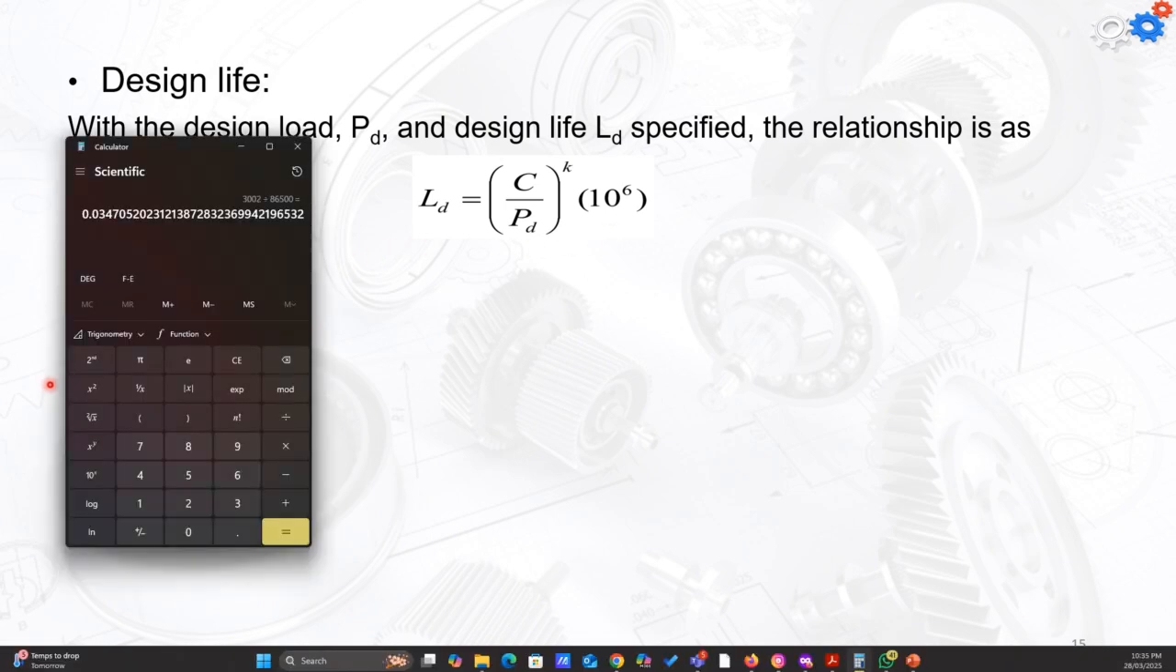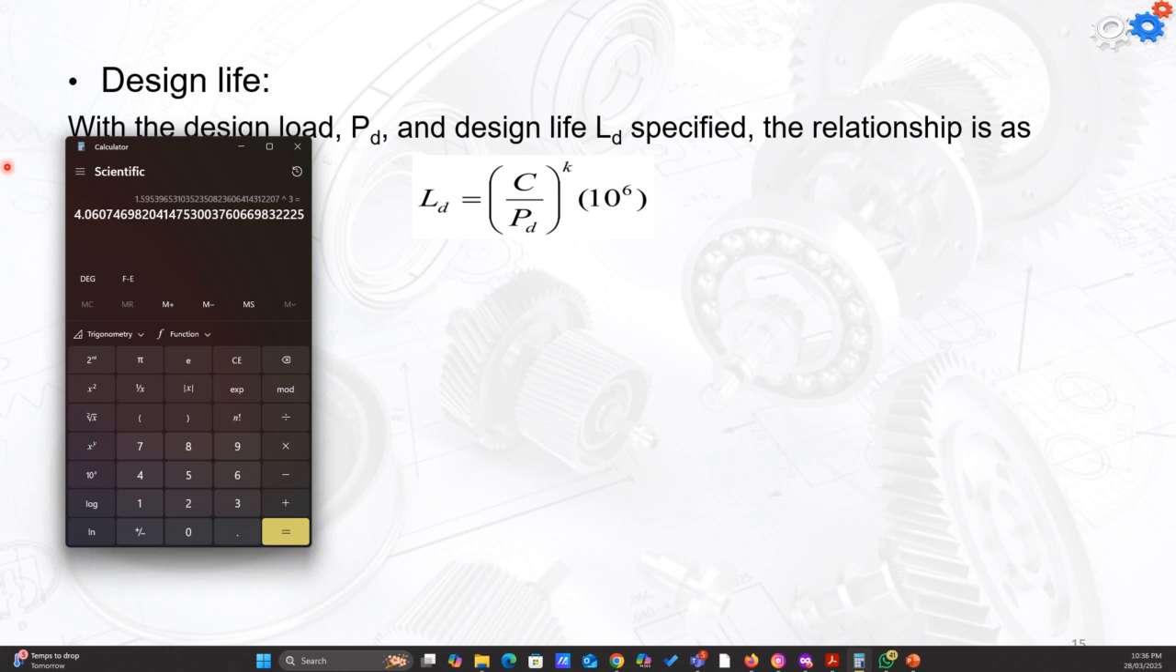So if I'm going to do the calculation back with you, as I mentioned, we have 58,500 divided by 36,668, and I'm going to get this ratio. I'm going to take this ratio to the power of 3, and then multiply it by 10 to the power 6. The answer is going to be 4.06 multiplied by 10 to the power 6. That's the answer for the first question.